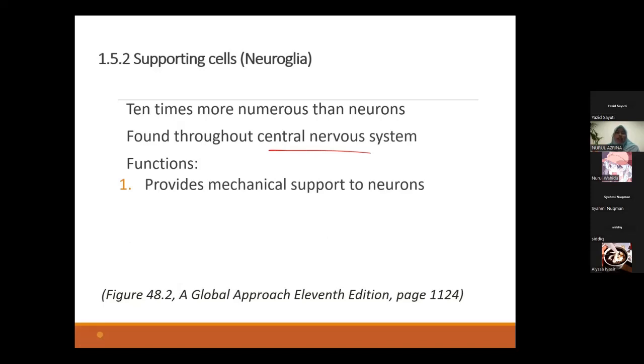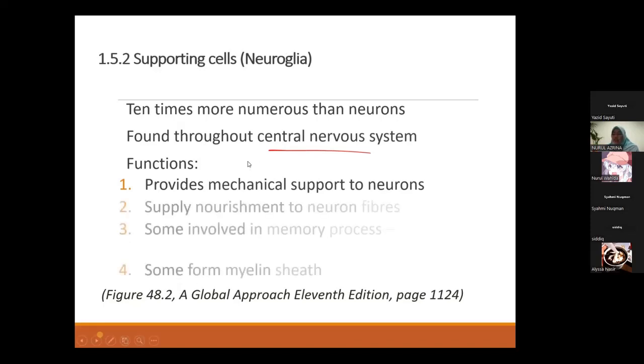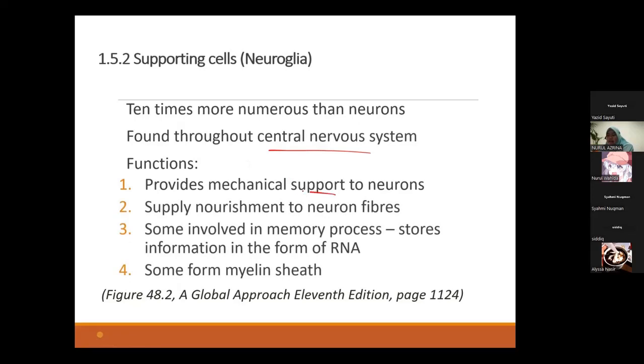And what are the functions of neuroglia? The function of neuroglia is to provide mechanical support or physical support to the neuron, and supply nourishment to the nerve fiber. So nourish the neuron. Next is to be involved in the memory process, or to store information in the form of RNA. And some of the neuroglia form myelin sheath. So that is the function of neuroglia.